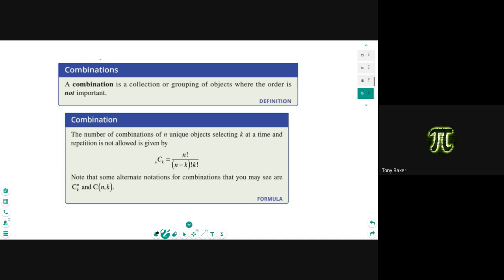Combinations. Order doesn't matter. In permutations, order matters. In combinations, order does not matter. That is actually the only difference. And it's a C instead of a P. So it's nCr for combinations.